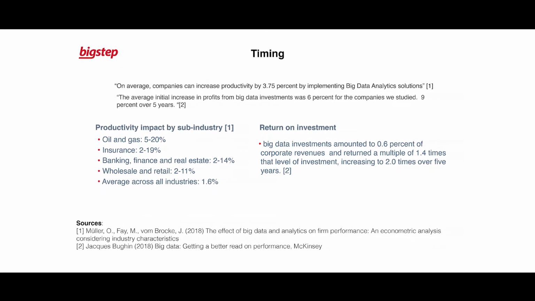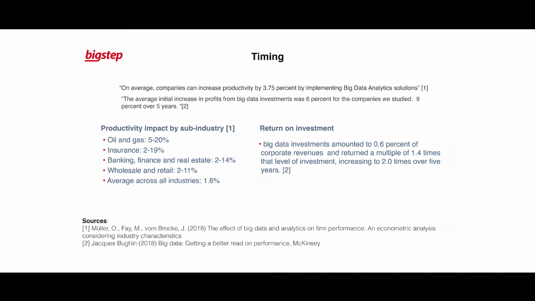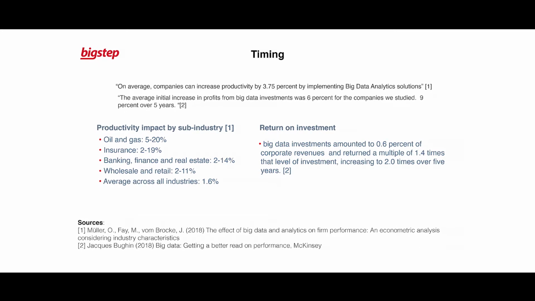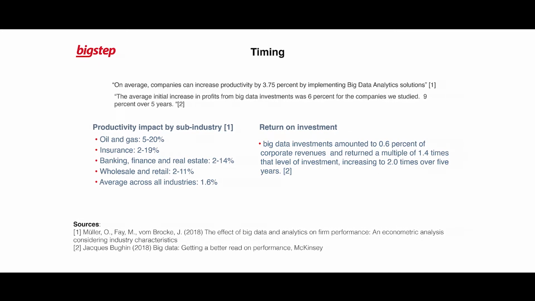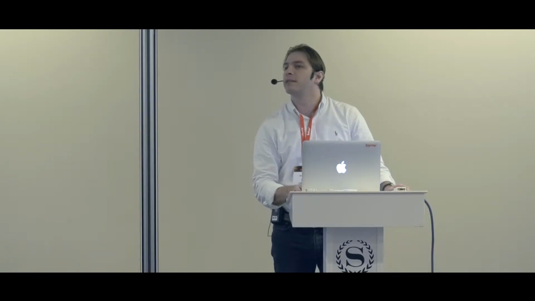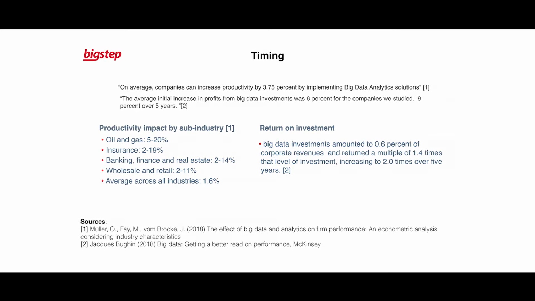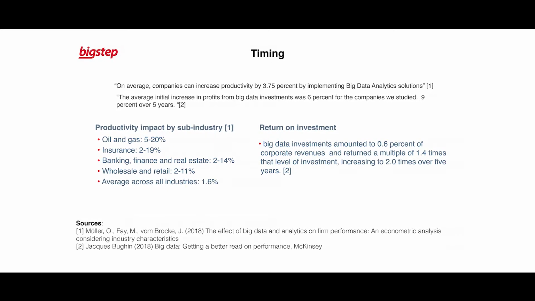So, timing. We're not going to spend that much time here, but just a few more recent studies on whether it makes sense to do big data or to become data-driven. The first study is from 2018, and they looked at about 800 companies to see what the actual impact is on the bottom line and productivity. Can you see it in the back? Okay, good. It looks like a 3.5% productivity increase, 6% profit increase, or 9% over 5 years.